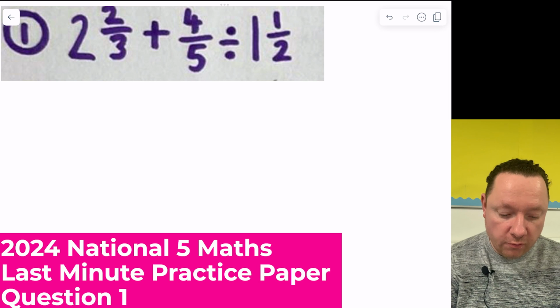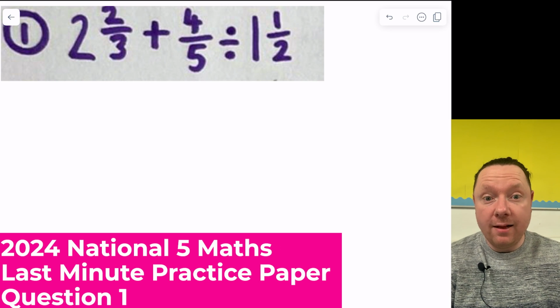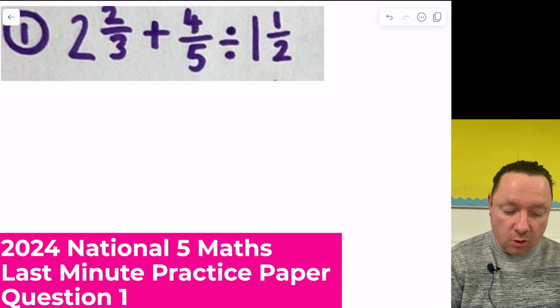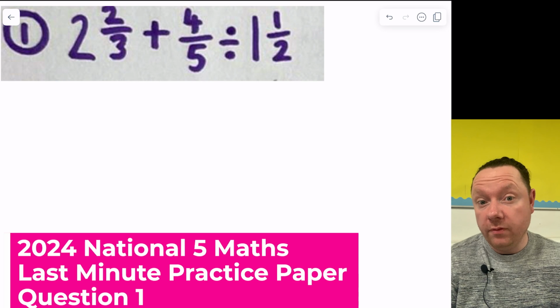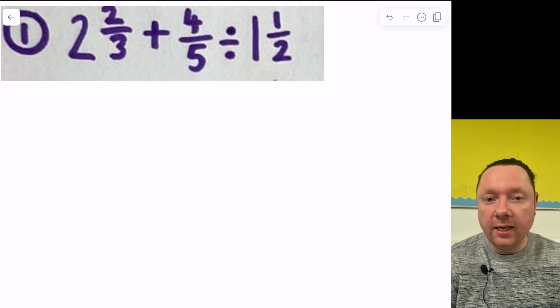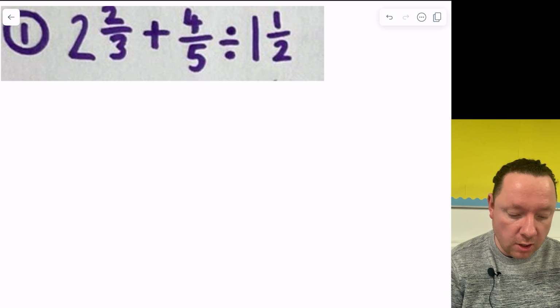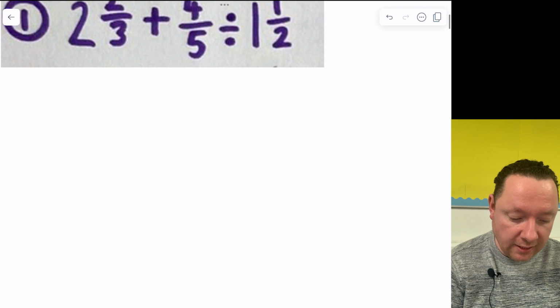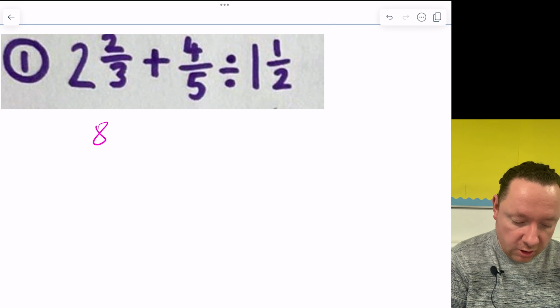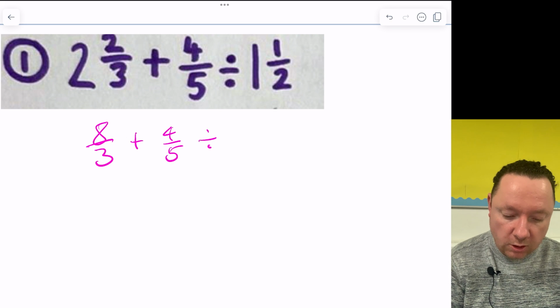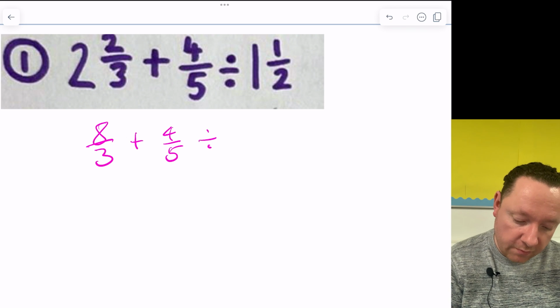Question 1, 2 2/3 plus 4/5 divided by 1 1/2. So this is big maths in fractions. Since it's fractions added and times, or dividing, I will change these to improper fractions rather than having to deal with mixed numbers. So first one, 2 3s is 6, plus 2 is 8, so that gives me 8/3. Plus 4/5 divided by 1 1/2: 2 times 1 is 2, plus 1 is 3, so 3/2.